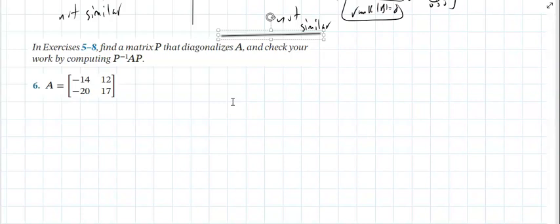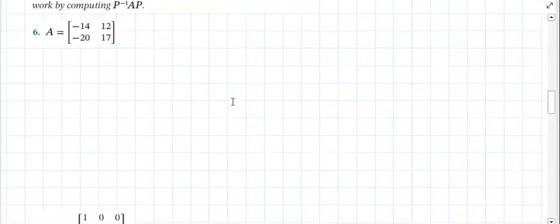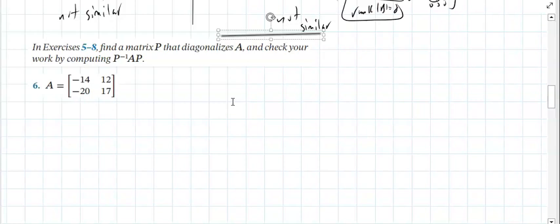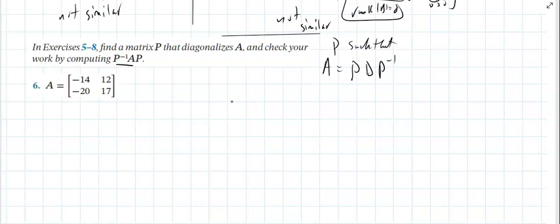Find a matrix P that diagonalizes A. What do they want? They want to take A and write it, and check by computing your work. Now I'll show you how this works. We want to find a matrix P such that I could take A and write it as P, a diagonal matrix, and P inverse.